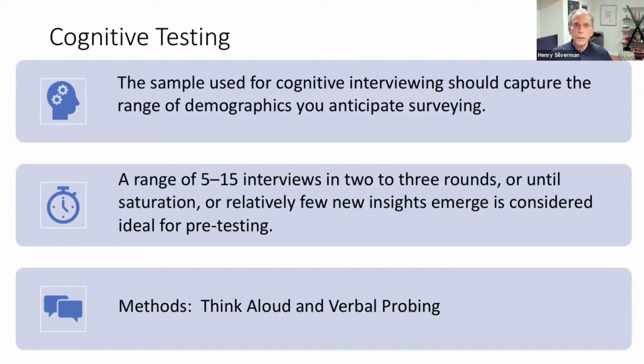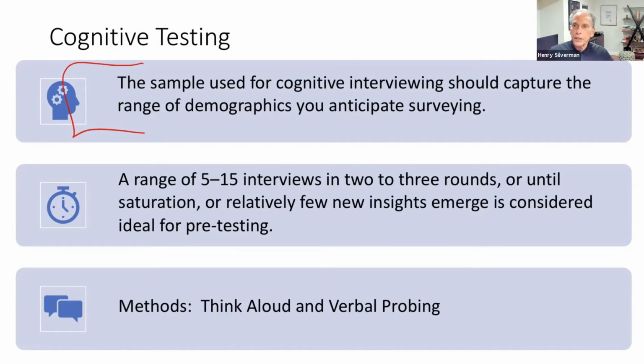Steps that you should be aware of when you do cognitive testing. You want to make sure that the sample used for cognitive interviewing captures the range of demographics you anticipate surveying. A range of 5 to 15 interviews in 2 to 3 rounds, or until saturation, that is, until relatively few new insights emerge, is considered ideal for pre-testing.